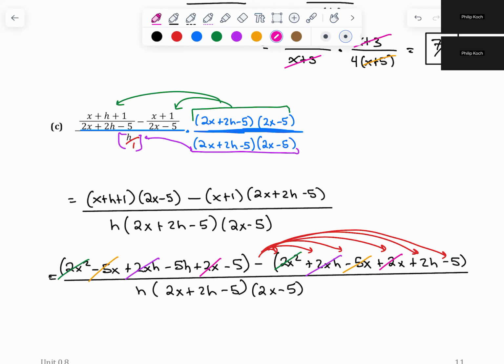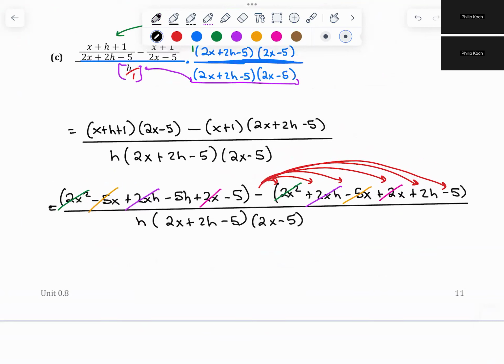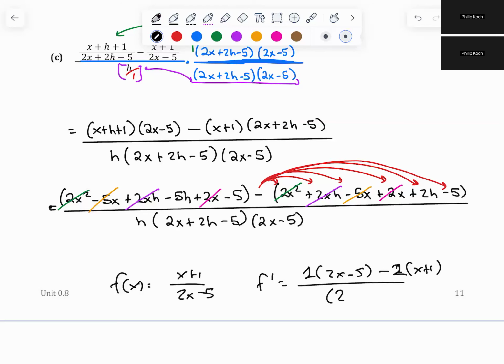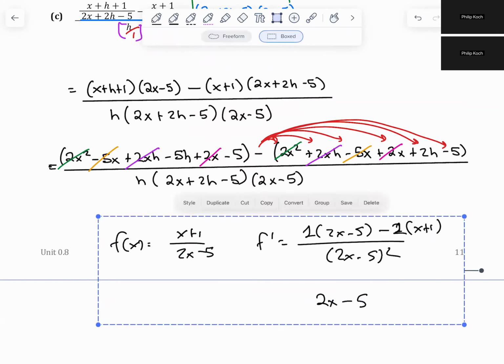Sorry, give me 1 second. That is not nice. No, indeed, that is not nice. What did I do weird? Wait. Sorry. 1 second. I'm just going to have to verify something to myself. So f of x is x plus 1 over 2x minus 5. So f prime will be 1 times 2x minus 5 minus 1 times x. No. 2 times x plus 1 over 2x minus 5 squared. 2x minus 5. Okay, no, it's going to be fine. All right.